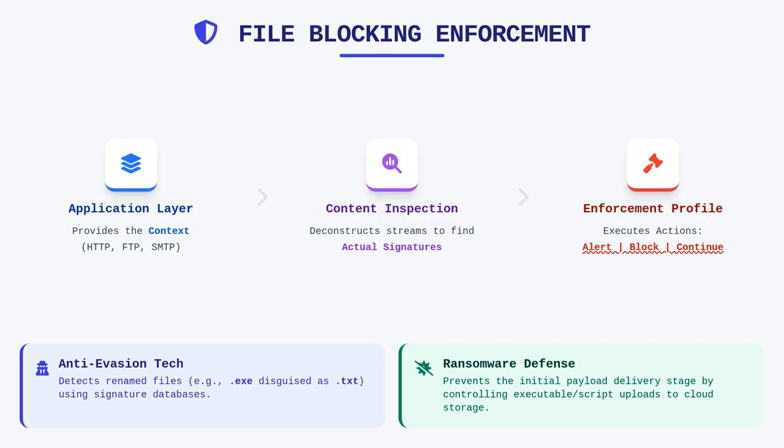their extensions. Imagine a scenario where you want to prevent users from uploading executable files or scripts to external cloud storage while allowing standard documents like PDFs. You create a profile that identifies the file type through the firewall's signature database, ensuring that even if a user renames an .exe file to TXT, the content-based inspection engine detects the actual file signature. This level of granular control is essential for preventing the initial stage of many ransomware attacks, where malicious payloads are often delivered through common protocol vectors.